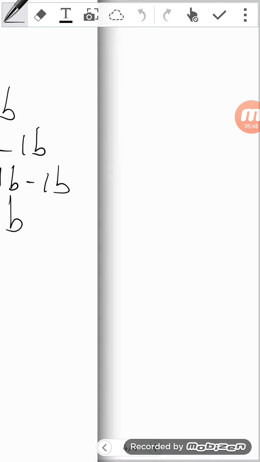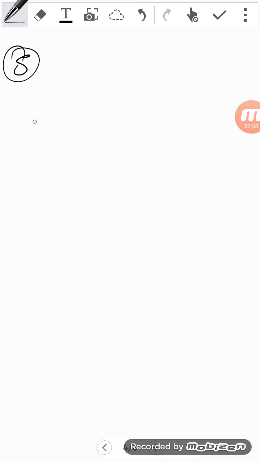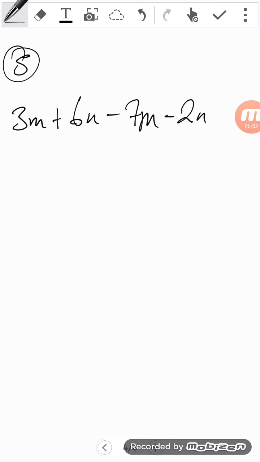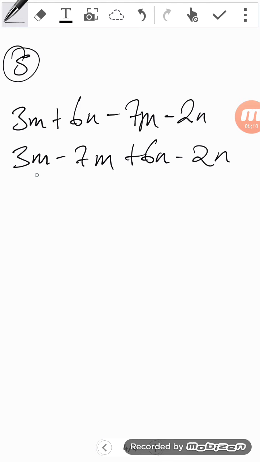You see? Like that. The last example. Let's say you have 3m plus 6n minus 7m then minus 2n. If you collect the like terms, you'll be having 3m minus 7m plus 6n minus 2n. Now 3m minus 7m is different signs. If you subtract, you will be having a negative 4m. Then this other side, again, there are different signs. You will still have to subtract, but this side you'll be having a positive 4n.